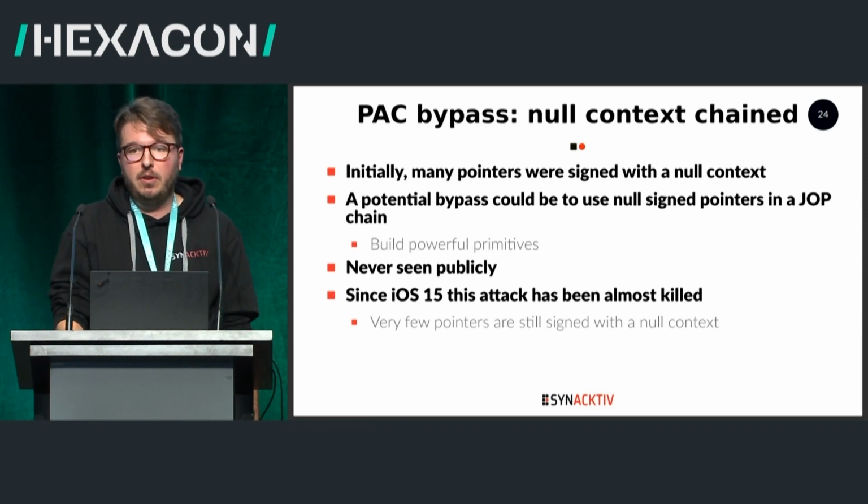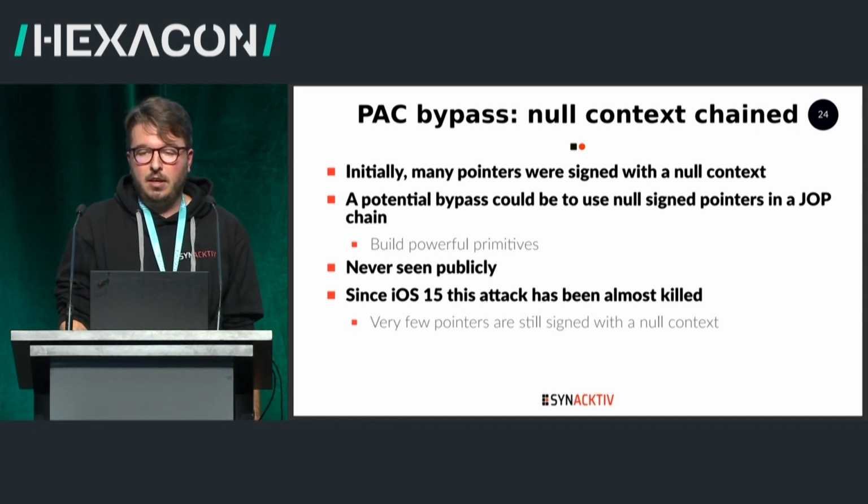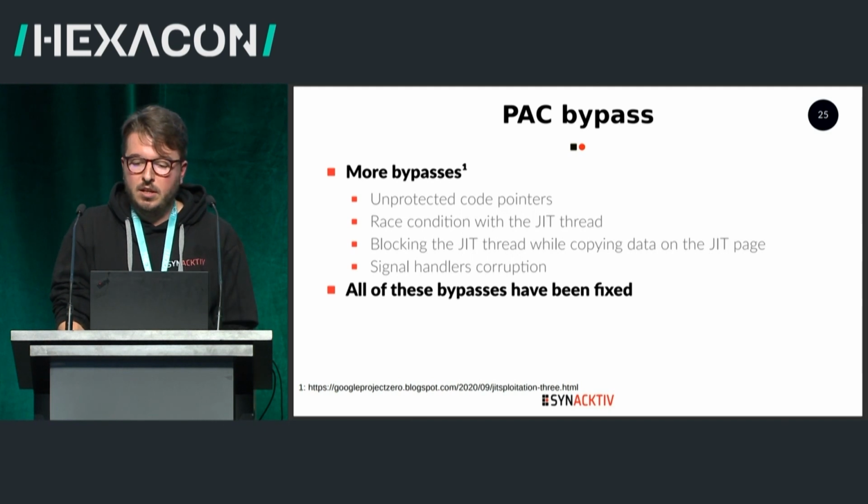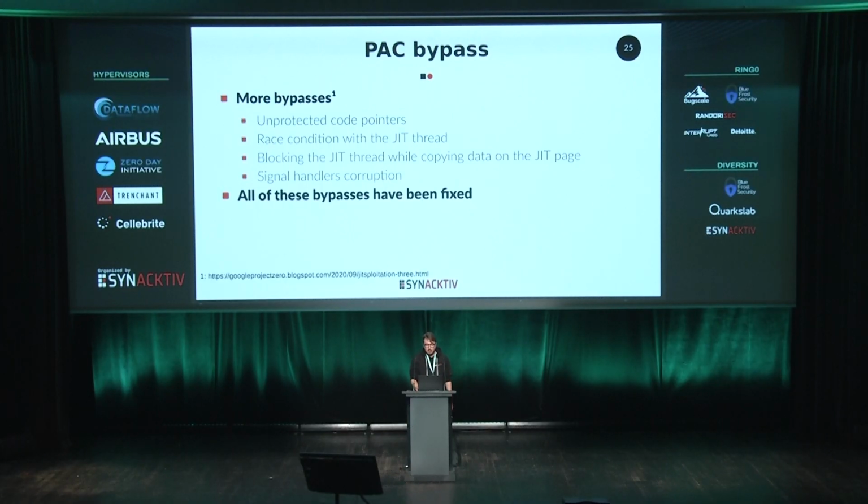Initially, many pointers were signed with a null context, and a potential bypass would be to change pointers signed with a null context, like we could do in a job chain, to build powerful primitives. This kind of bypass has never been seen publicly, but since iOS 15, this kind of attack has almost been killed, because now very few pointers are still signed with a null context. Many more pac bypasses have been published, but Apple fixes all of them, and today there is no public way to bypass pac.